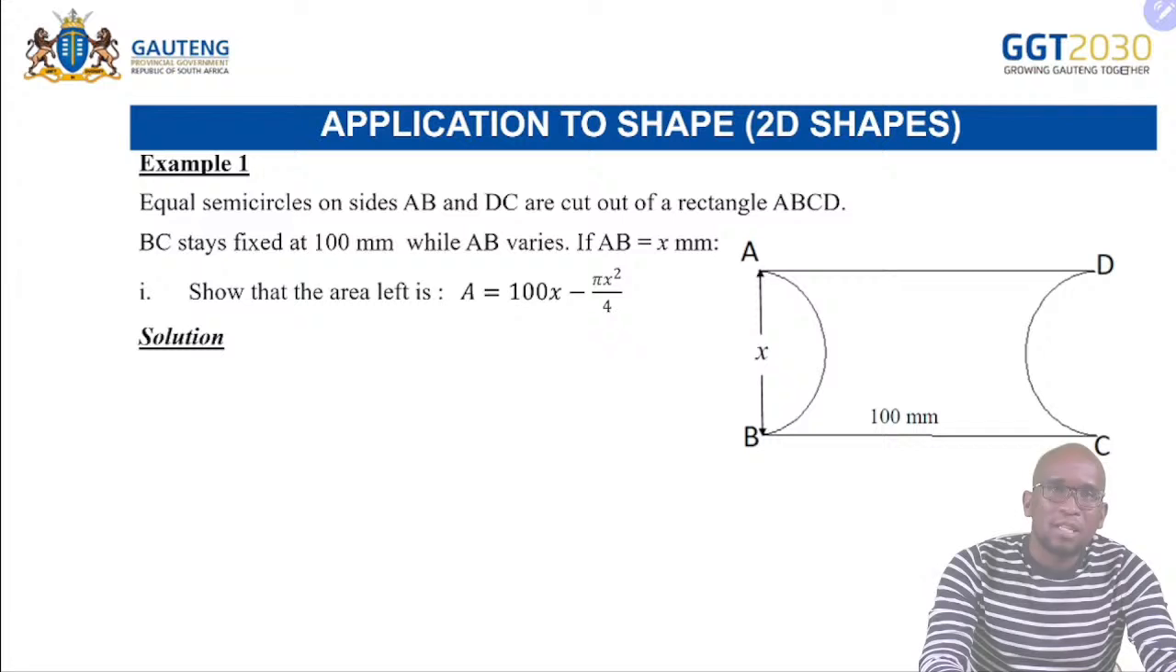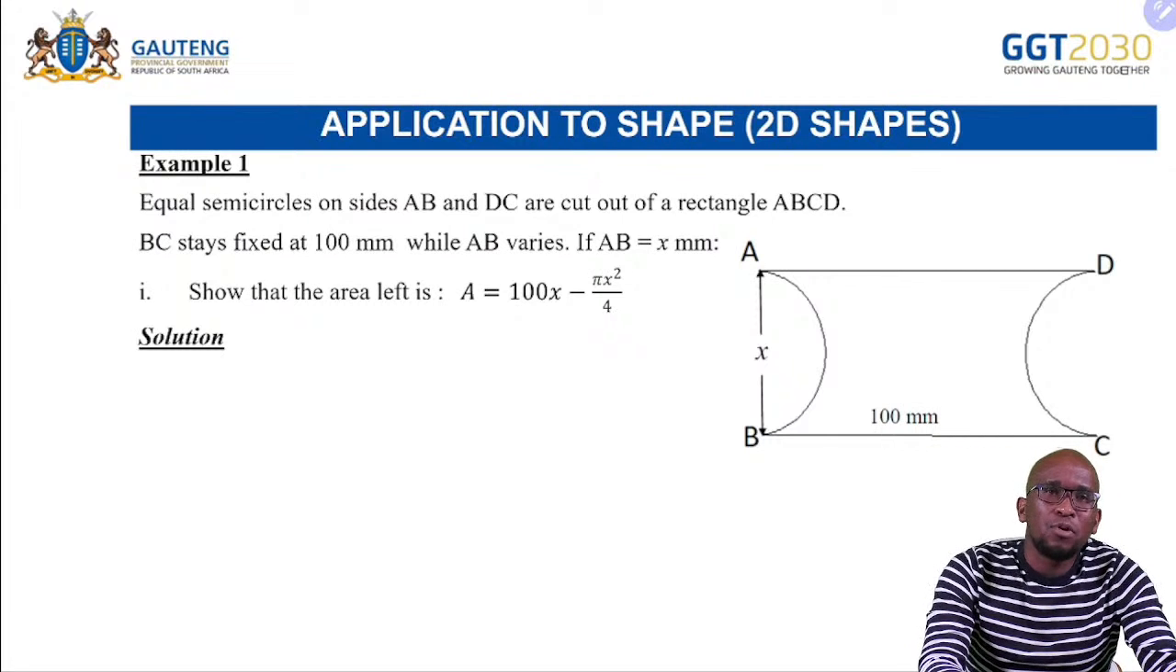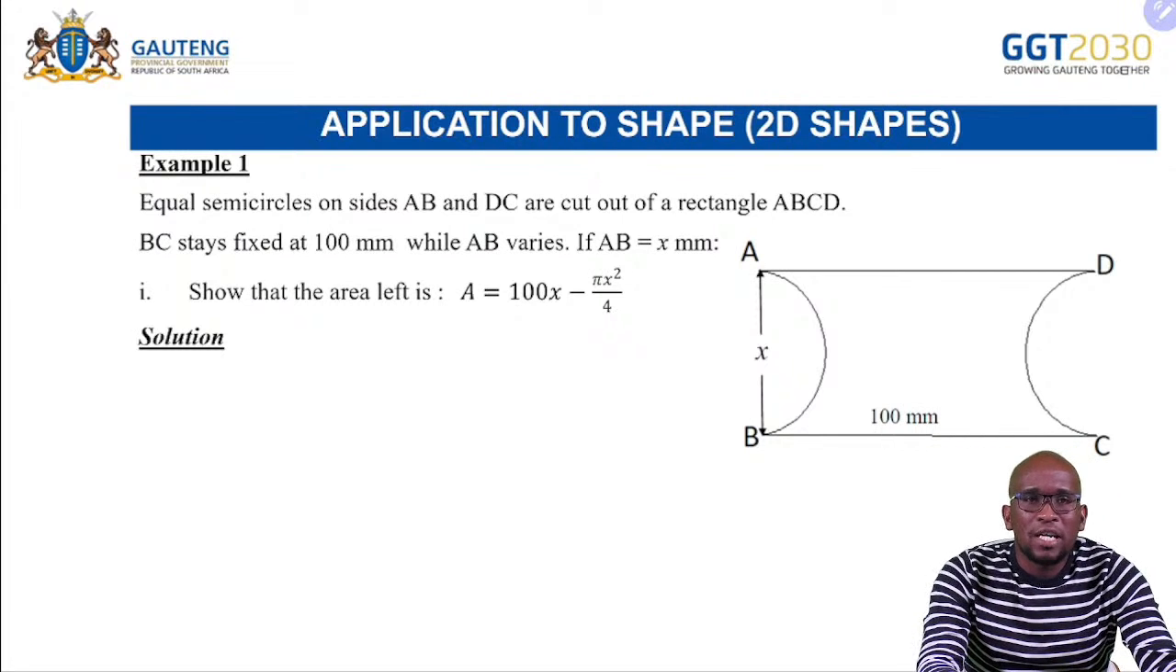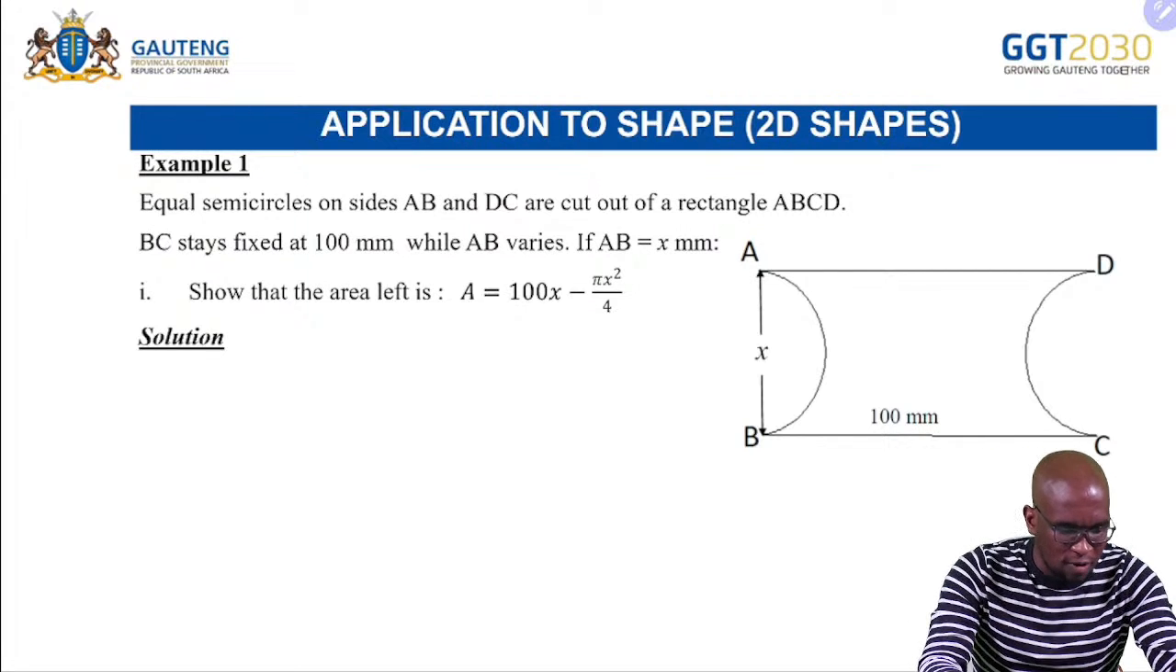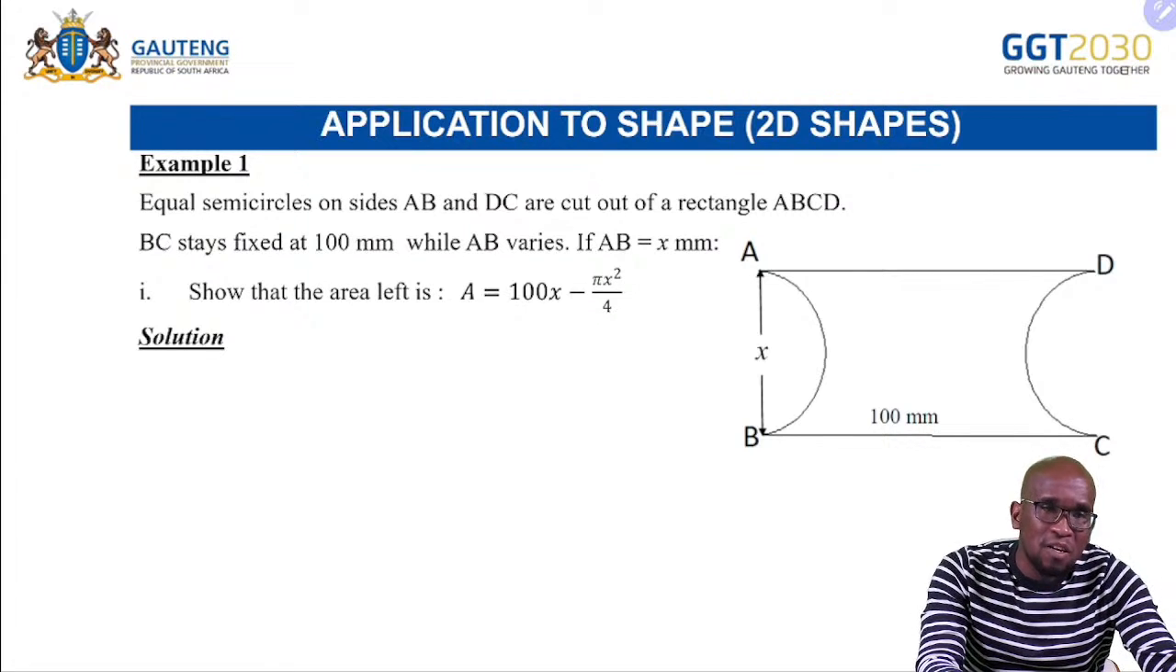Right, let us look at the first example. First example, we are applying our knowledge of optimization. We want to apply that to two-dimensional shapes. Now, the first question asks of us to show that the area is given by that function.